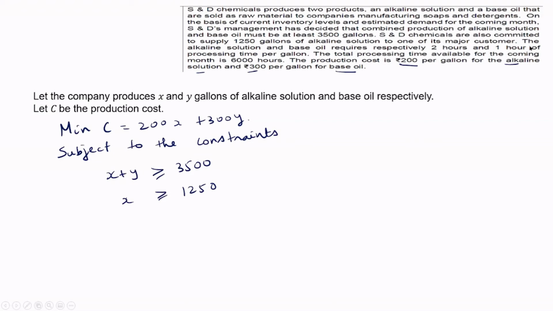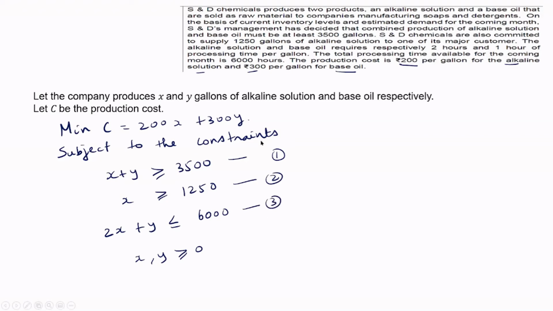And then the next constraint is the alkaline solution and base oil require respectively 2 hours and 1 hour of processing time. The total processing time available is 6,000 hours. So the third constraint is 2x plus y less than or equal to 6000. And then we have the non-negative constraints x comma y greater than or equal to 0. So this is the first, second and third constraint.